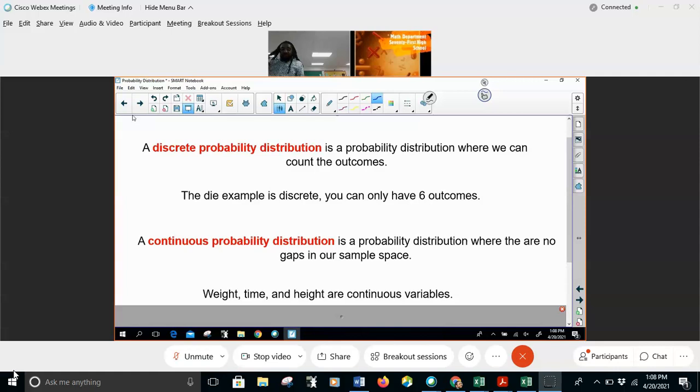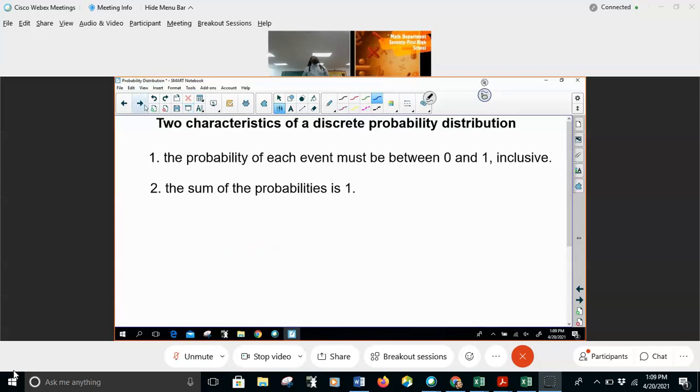Now, in all of this, there are two different characteristics. Like I said, we're going to focus on discrete probability right now. That's what this lesson is going to focus on. So there are two characteristics that must hold in order for a probability distribution to be discrete. All right, these are our two things right here. Bam. So, two characteristics.